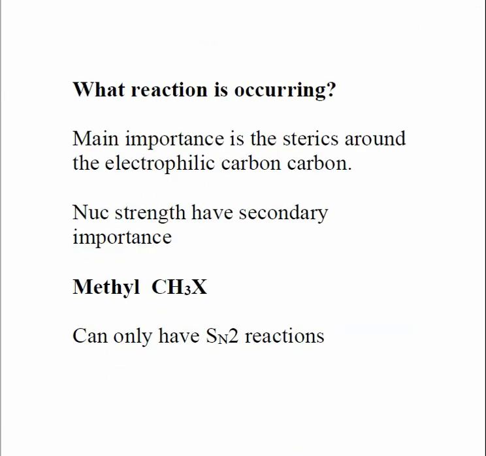So the question is, what reaction's occurring? The main thing involved in this is the sterics around my electrophilic carbon. Is my electrophilic carbon, or my leaving group, or my halogen, however you want to look at it, primary, secondary, or tertiary? After we ask that question, we might have to follow up by looking at the nucleophile itself. So the nucleophile has a secondary importance. Sometimes we need to ask, what kind of nucleophile do we have, to determine my product? But really the first thing we look at is, what kind of leaving group do we have?